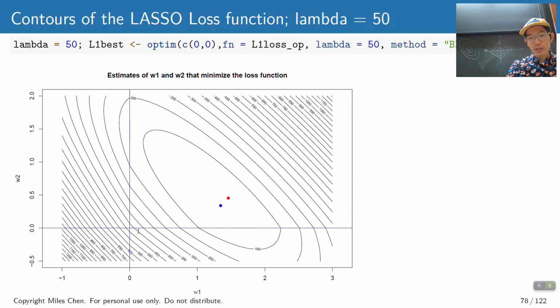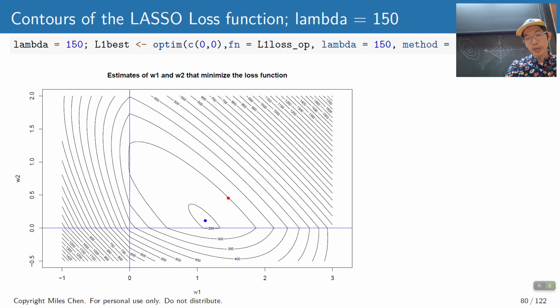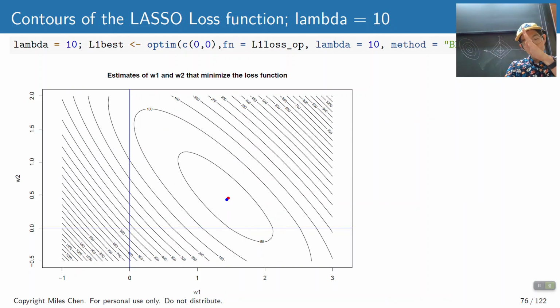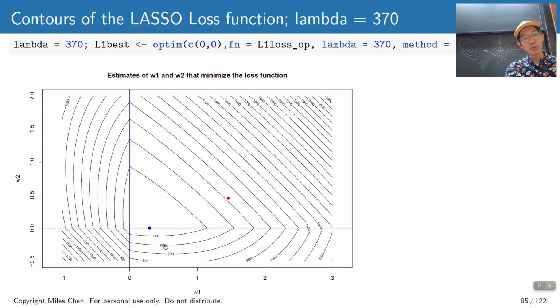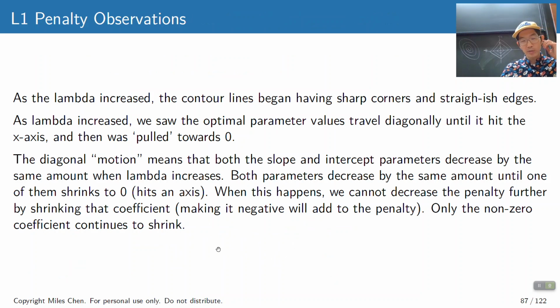So that's what happens. And you can kind of see this, the path that this takes is it kind of goes down a diagonal line towards the axis, and then once it hits the axis, it can't shrink W2 anymore, right? W2 is at 0, so that can't shrink anymore. So now only W1 will shrink, okay? And I've kind of written that out.